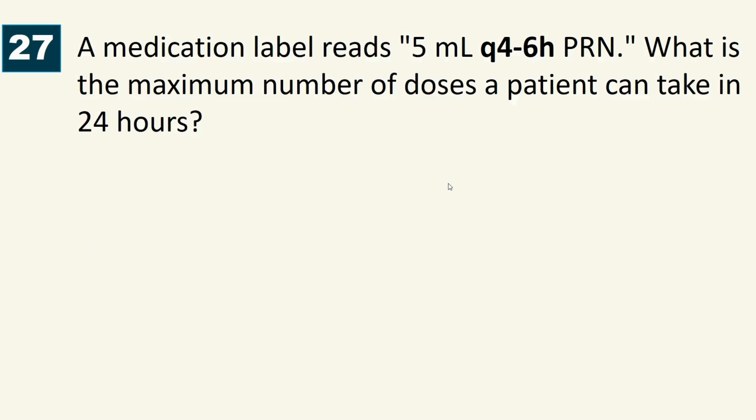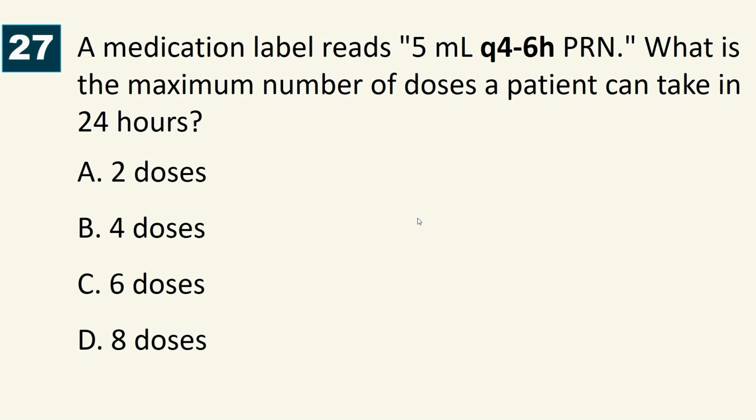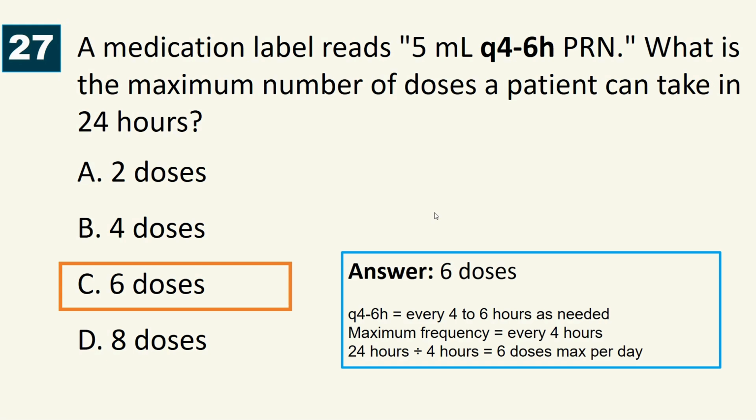Next, a medication label reads 5 mL every 4 to 6 hours PRN. What is the maximum number of doses a patient can take in 24 hours? A. 2 dosages, B. 4, C. 6, and D. 8 dosages. Correct answer is 6 dosages, because when you have every 4 to 6 hours, 4 means more frequency. So every 4 hours in 24 hours means 6 doses maximum.